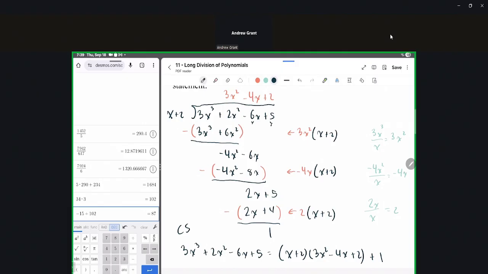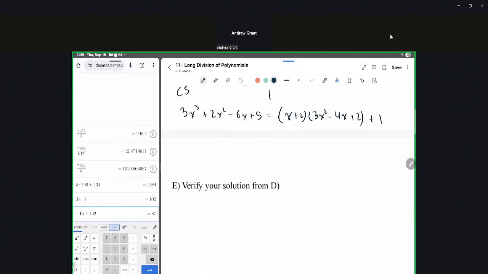So question E asks us to verify this is the case. And so we want to make sure that 3x to the power of 3 plus 2x to the power of 2 minus 6x plus 5 is equal to what we set up here. So we have to expand this out.